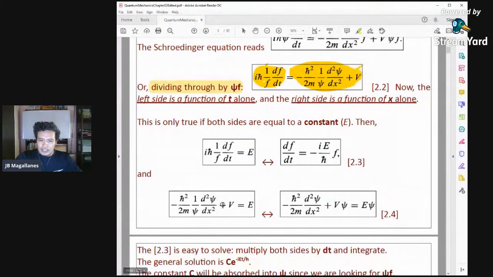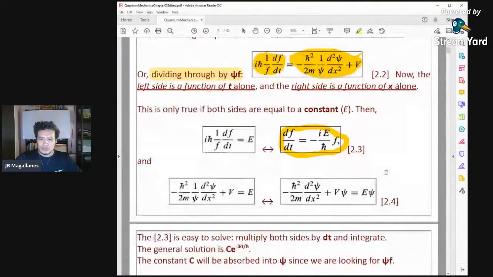And here you can transform this by multiplying phi on each of the terms. So you will have this expression. This one is a simple differential equation. You can divide everything by f and then multiply by dt. You can take the integral of df over f, and also the integral on the other side, then you can find a solution for that.